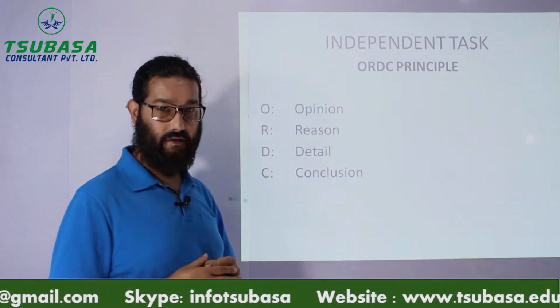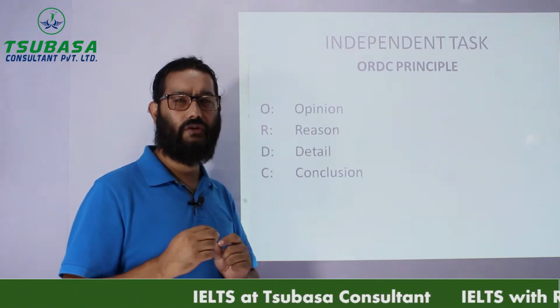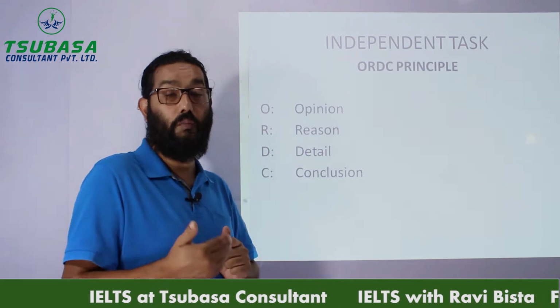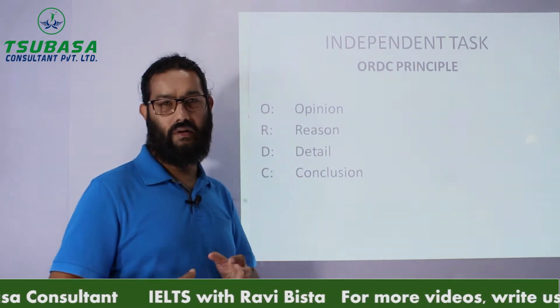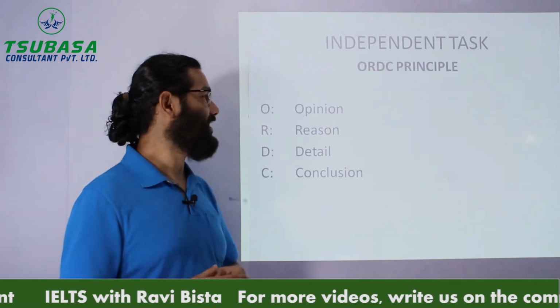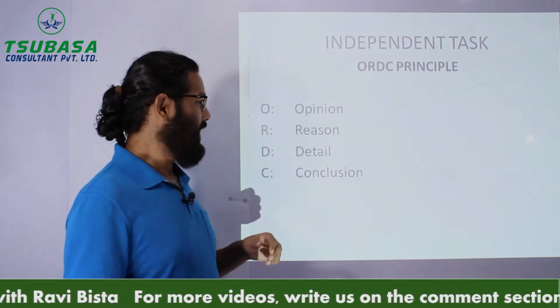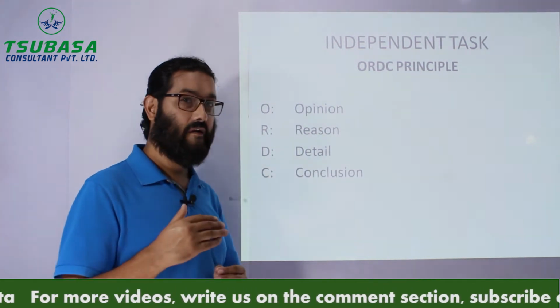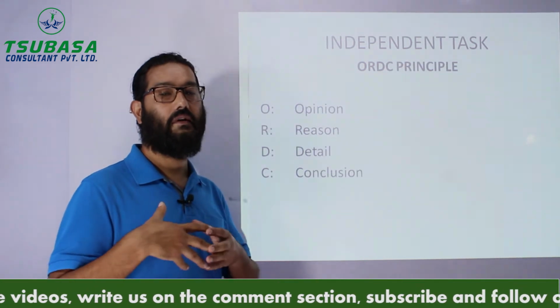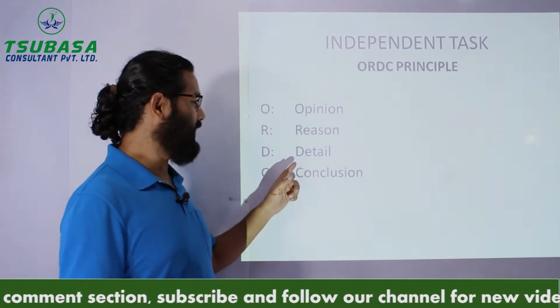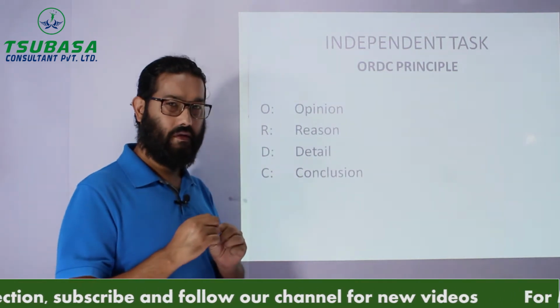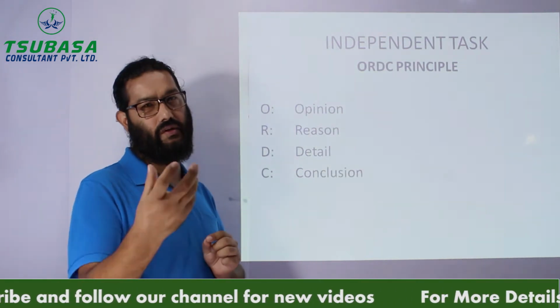O means opinion. When you see a question, the first thing that you give is your opinion towards the question. If it's agree, say you agree. If you would like to disagree, say disagree. That is what I mean by opinion. And then reason. If you say agree, give the first reason why you agree. That's what it means by reasoning your opinion. And then give detail. Support the reason that you provide for your opinion.